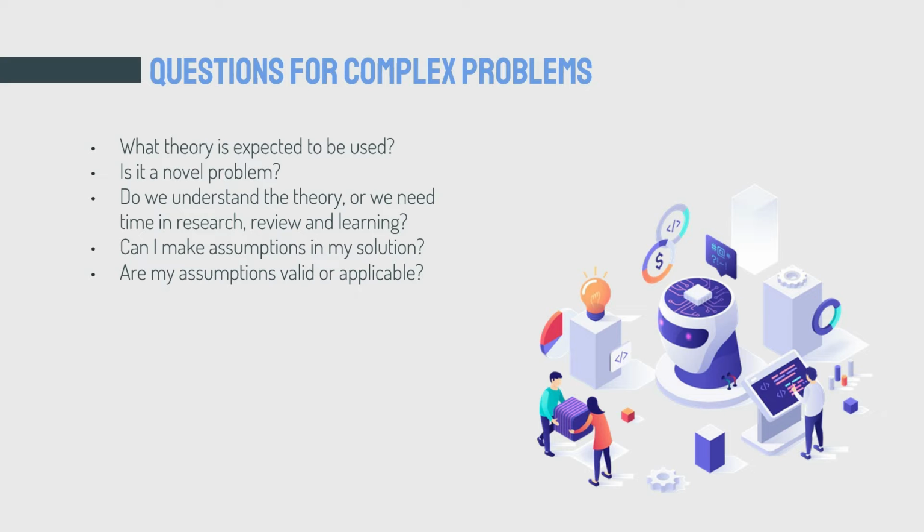Let's say the cancer problem. Until today, we didn't have a cure for cancer. Then there's a lot of research, a lot of money being spent there. So it's a well-defined problem. We know what the problem is, but we don't know what the solution is. We understand what theory, what approach we can follow to try to get near to the solution, but we don't know it exactly. Then, can I make assumptions in my solutions?